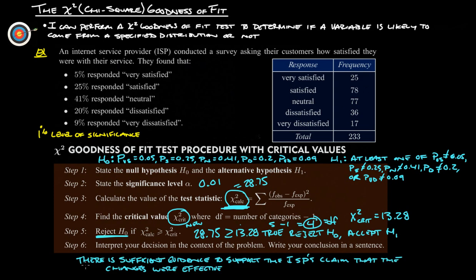Okay, so we can write there's sufficient evidence to support the ISP's claim that the changes were effective. All right, that's all we have for chi-squared goodness of fit, second half here. If you have any questions on this, please feel free to ask in class. Thanks.